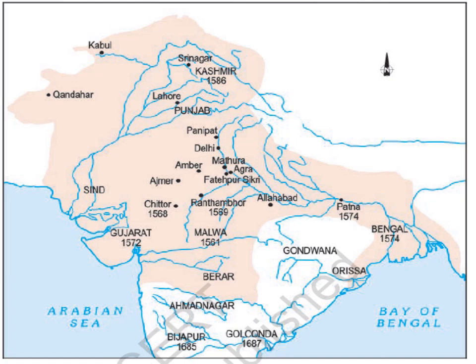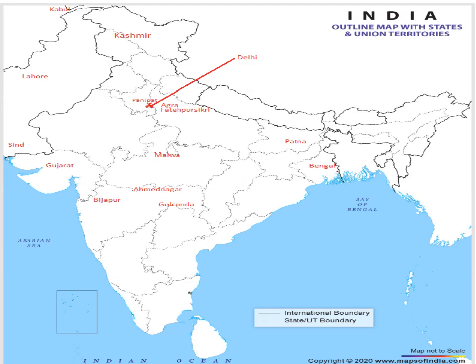This is a physical map. Here you cannot see the boundaries between the states and union territories, because at that time the boundaries were not fixed. So in the NCERT book the map is given like this, but I have shown the 15 provinces or the areas which were conquered by Akbar and Aurangzeb like this on the map which we get today.